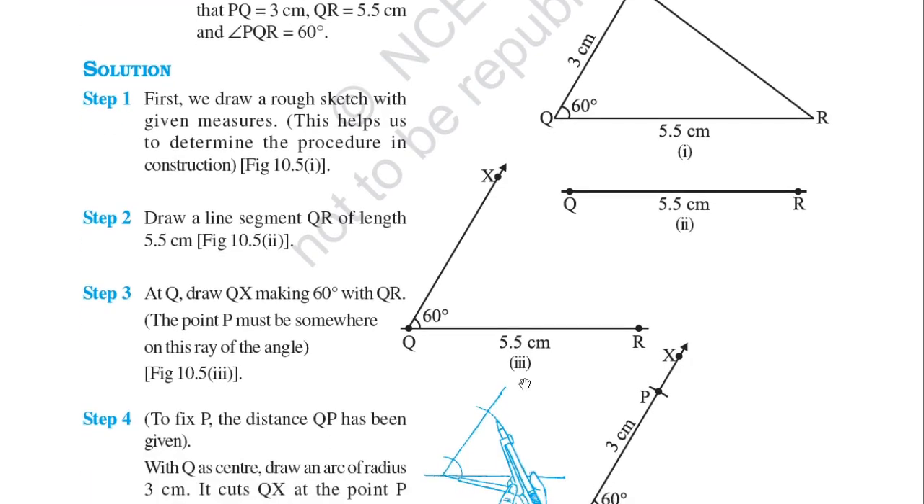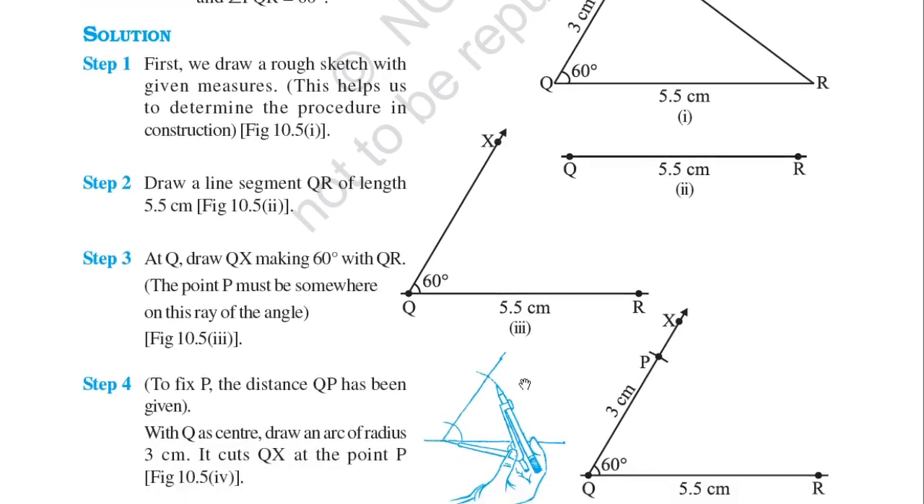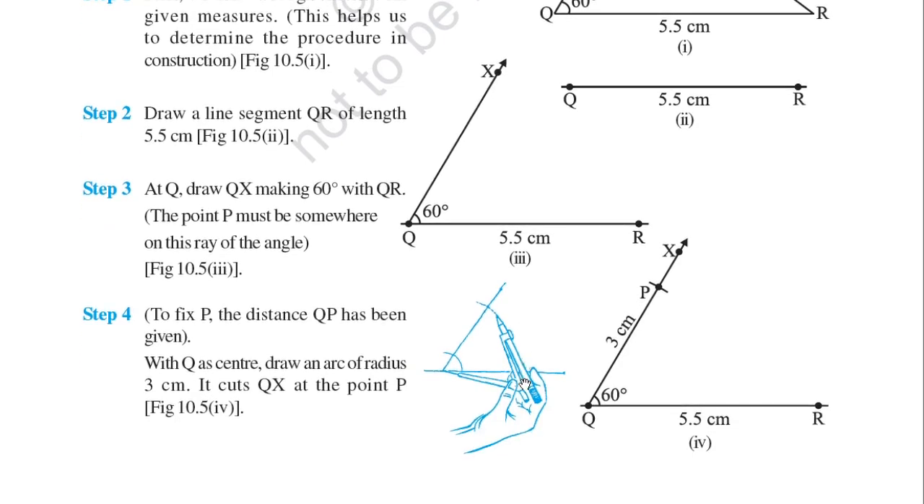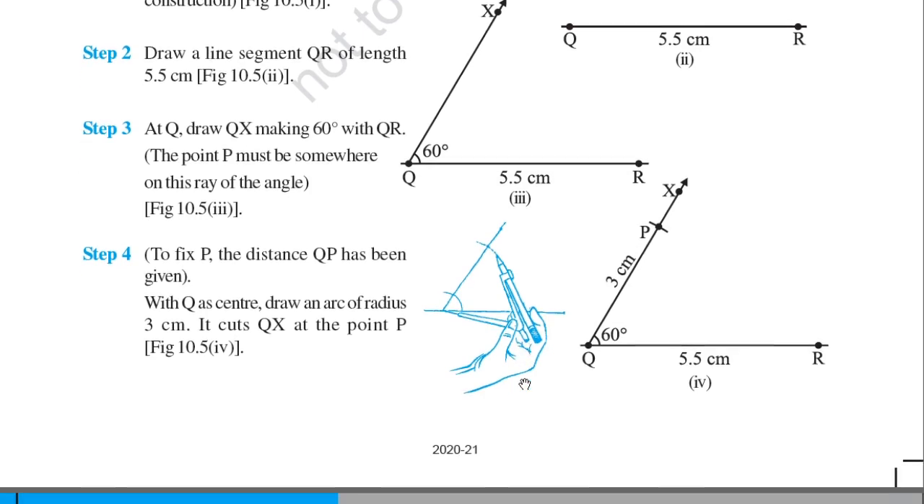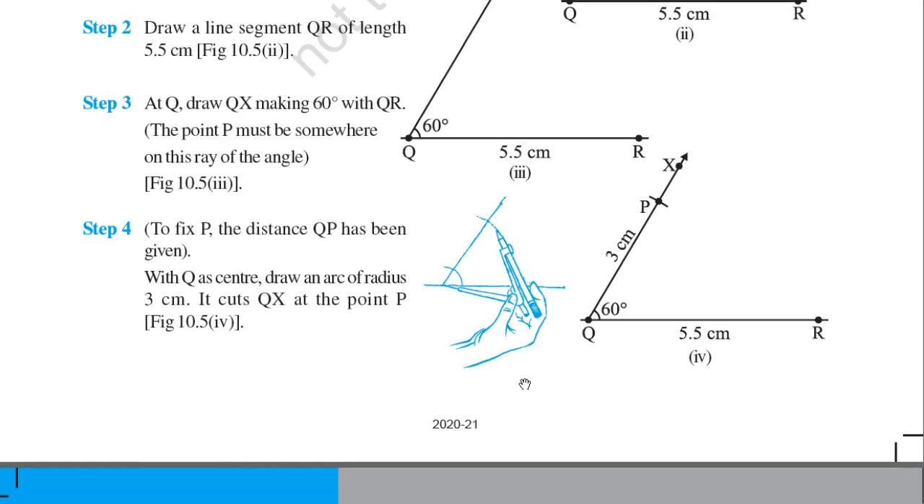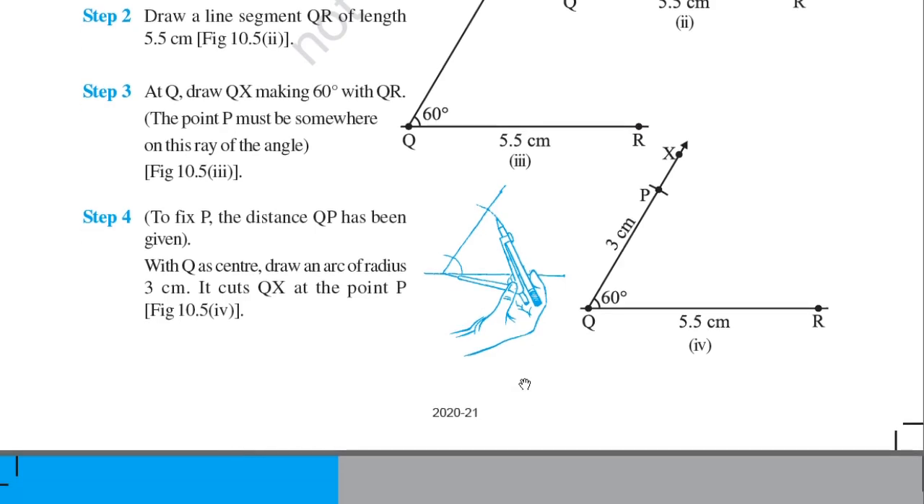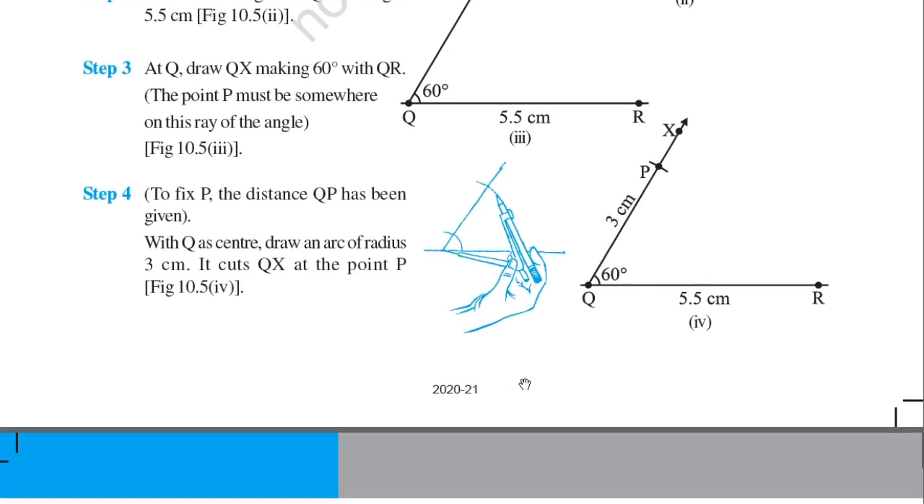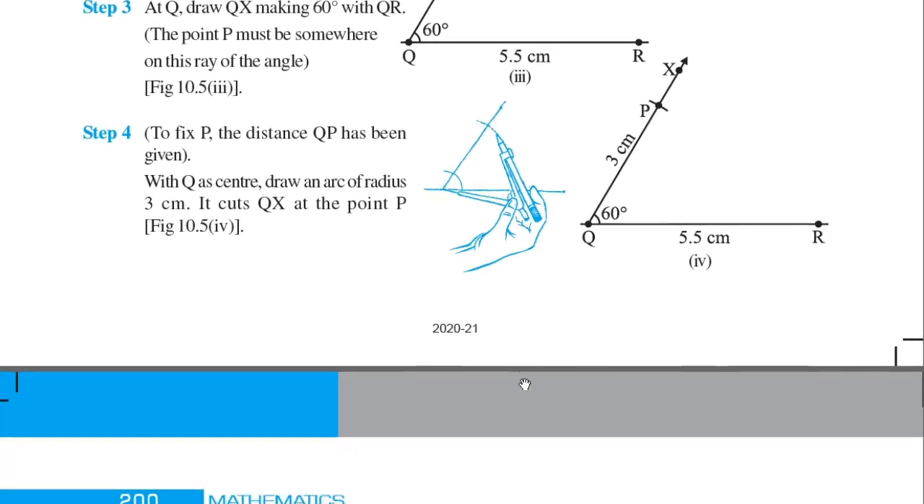Step 2, draw a line segment QR. You can draw a line segment QR of 5.5 cm. Step 3, at Q, draw QX making 60 degrees with QR. The point P must be somewhere on the ray of the angle. Step 4, to fix P, the distance QP has been given. With Q as center, draw an arc of radius 3 cm. It cuts QX at the point P. So you can see it cut QX at point P.